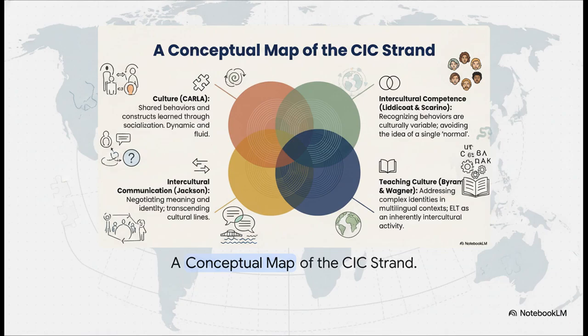Now here's a quick conceptual map, which is basically the theoretical backbone of our strand. And don't worry, you absolutely don't need to memorize this, but it really helps to see the big picture. First, we view culture as shared, dynamic behaviors. Second, we value intercultural competence, which just means recognizing that behaviors are culturally variable. There's no single definition of normal. Third, we look at intercultural communication as the act of negotiating meaning across cultural lines. And finally, teaching culture involves addressing complex identities in multilingual contexts. That's the specific lens through which you'll be viewing these proposals.